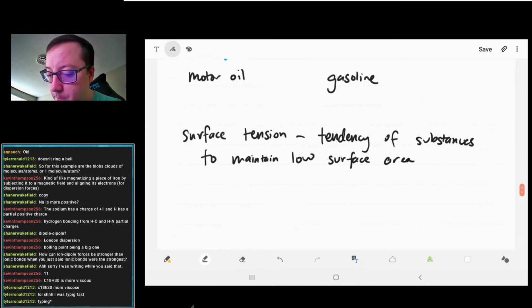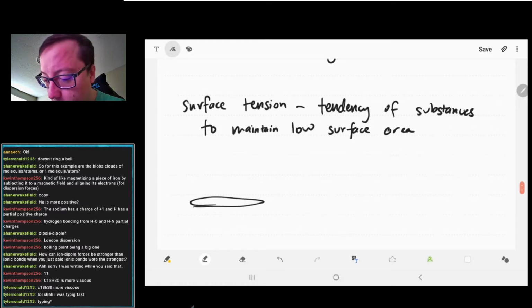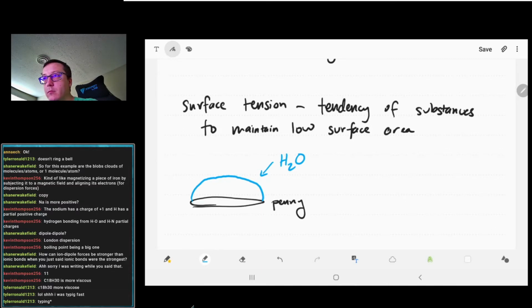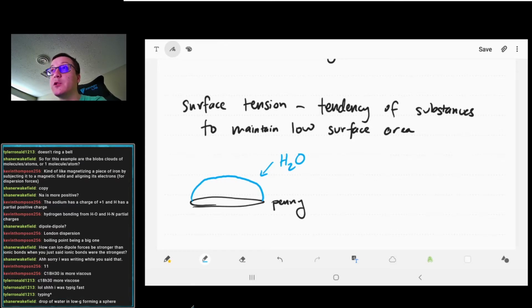Okay. This is why if you take a penny, if you drop water on this penny, you're going to see that the water will form a kind of dome like this. Is because the water wants to have a low surface area. Yeah, exactly. Even in regular gravity, it will form a sphere. So raindrops are spheres as well. So spheres are going to be our kind of lowest surface area shape that we can make.